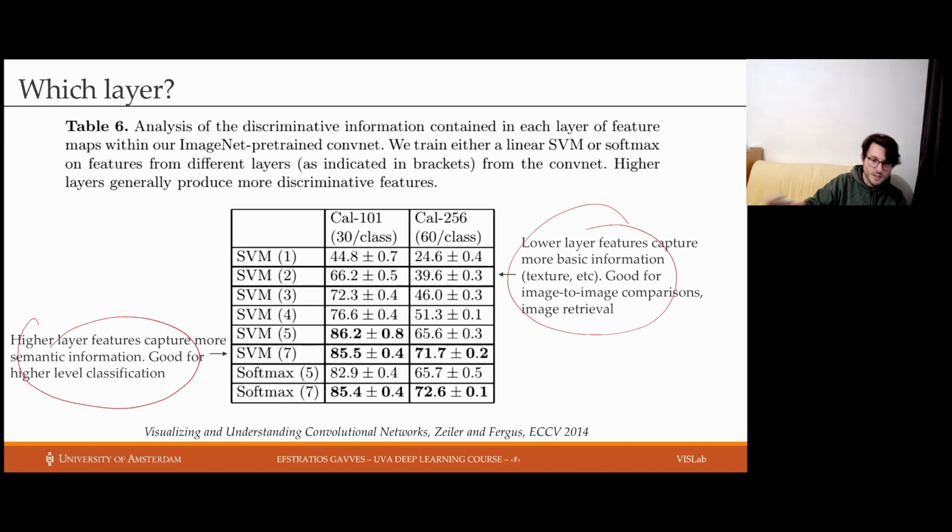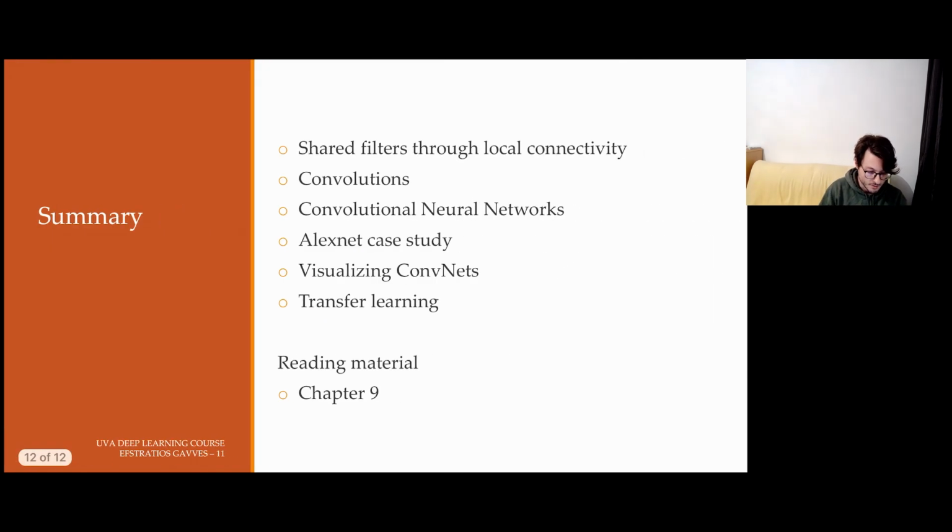So if you want to do image-to-image comparison or image retrieval, where you don't really care about the semantics, what the picture depicts, but more like aligning things or like low-level operations, then focusing on lower layer features makes sense.